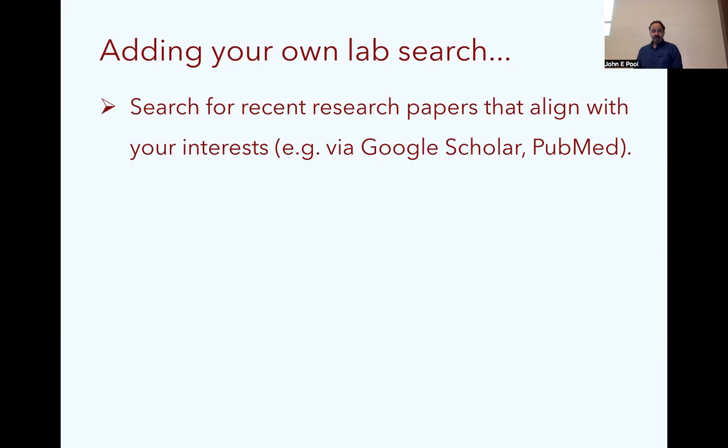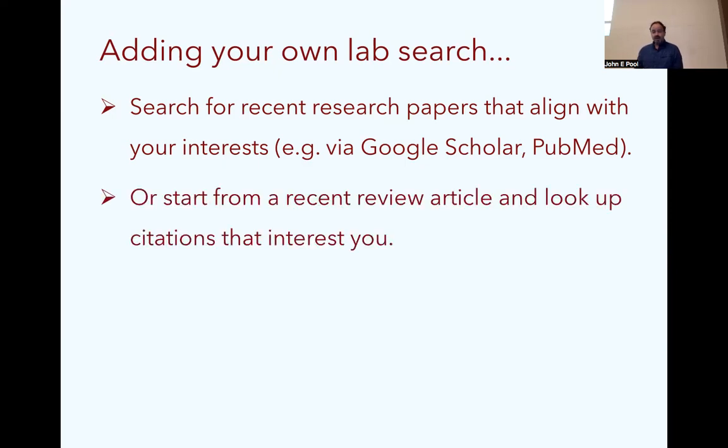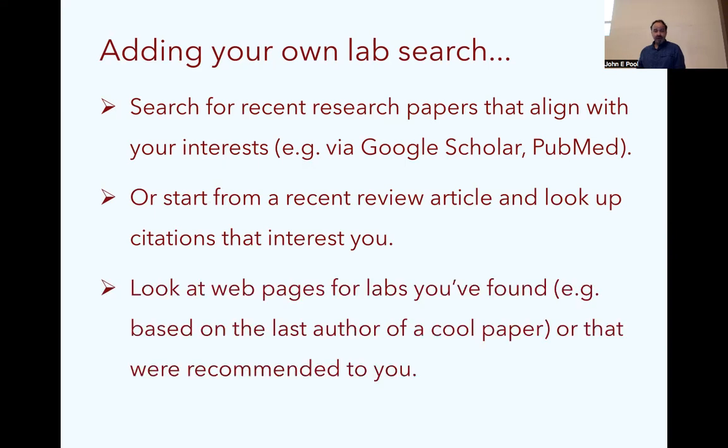You could start by identifying a research area of interest to you. I've talked a little bit about this before, a few classes ago. Likewise, you could find individual labs by looking for recent papers that you're especially fascinated by, or you could start with a recent review article on a topic that really interests you, and look up specific research papers that are cited within that review. That might lead you to labs where you really like the research that's going on there.